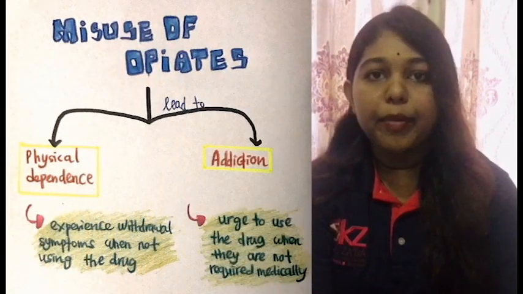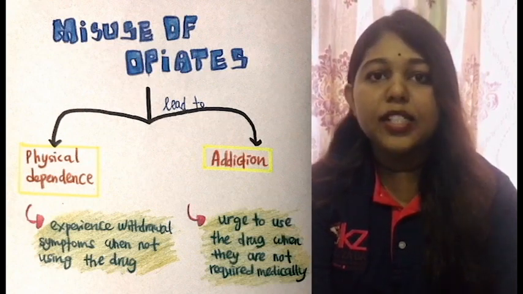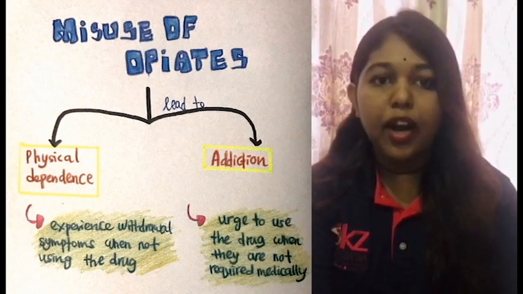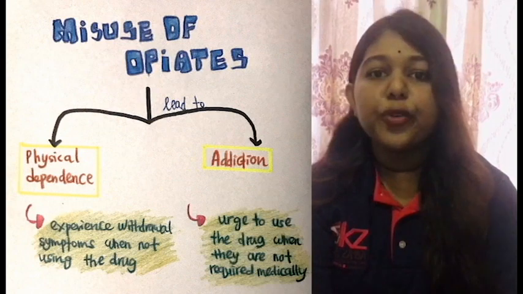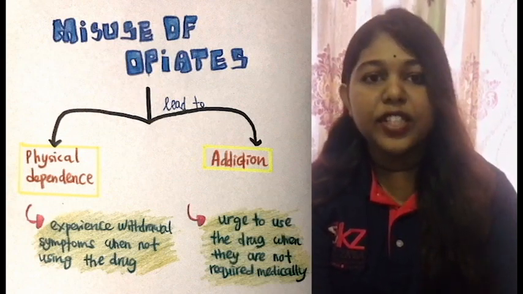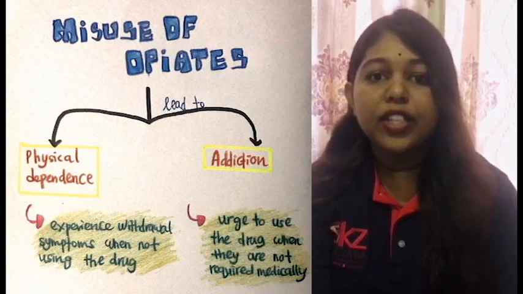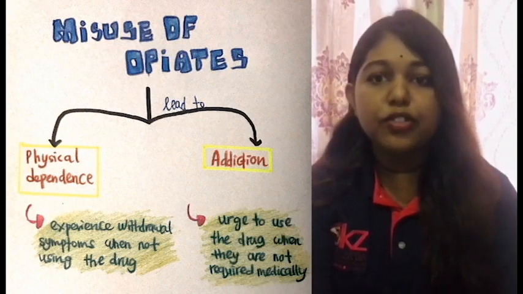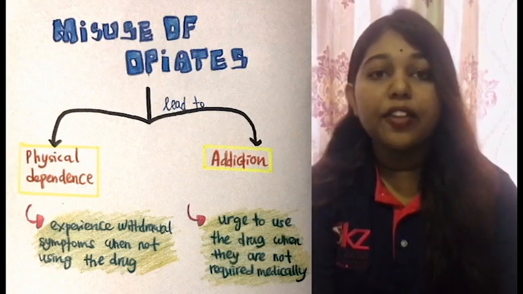Dependence on opiate happens when the user experiences withdrawal symptoms when not using the drug. The individual will need to stop using the drug gradually in order to avoid withdrawal discomfort. Next, opiate addiction happens when there is a compulsive urge to use the drug even when it is not required medically. According to the Center for Disease Control and Prevention, as many as 1 in 4 patients receiving long-term opiate treatment struggle with opiate addiction.